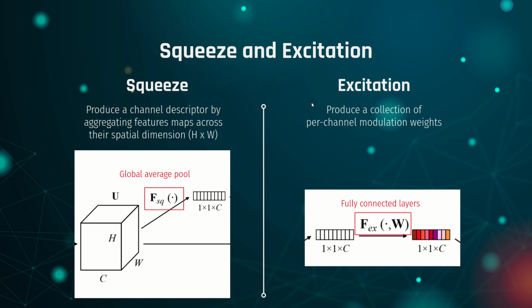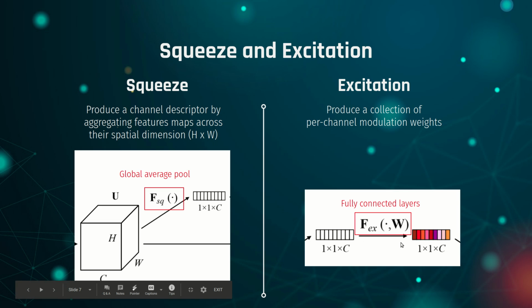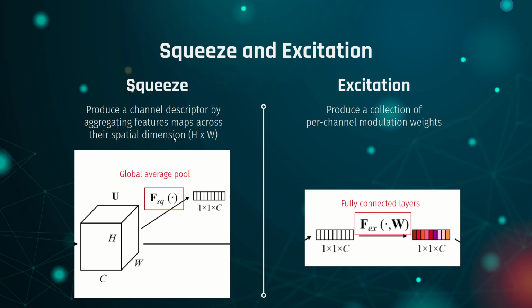And excitation is more sophisticated. Later we will talk about that. In excitation, it contains fully connected layers and a bunch of different operations to make sure you have this attention model here. So this is a high level view. In a squeeze, you have a global average pool. In the excitation, you have a fully connected layer.